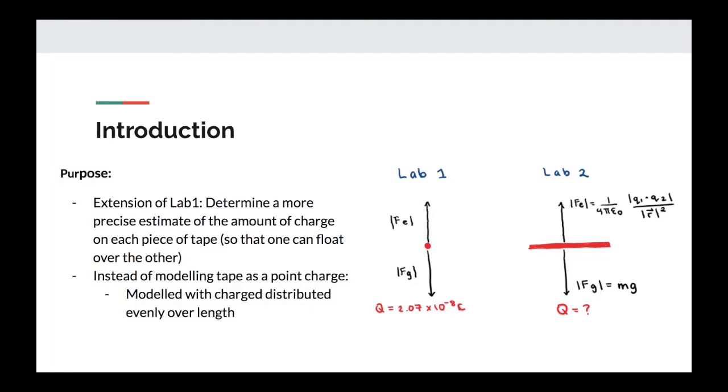The purpose of this lab was to extend our work from Lab 1 and determine a more precise estimate of the amount of charge on each piece of tape, so that one can float over the other. Instead of modeling the tape as a point charge like in Lab 1, we modeled it with the charge evenly distributed over its length. As shown through these two diagrams, in Lab 1, we used the tape as a single point charge and calculated Q based on the electric force and the gravitational force. But in this lab, the tape will be modeled as a distributed charge.